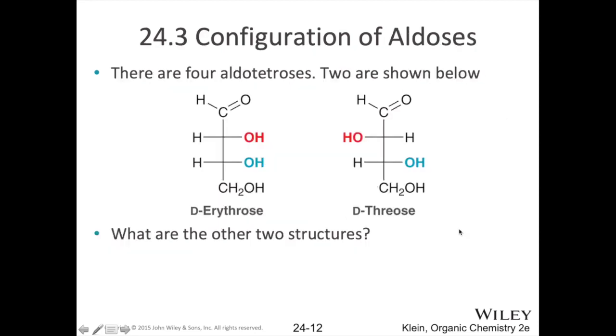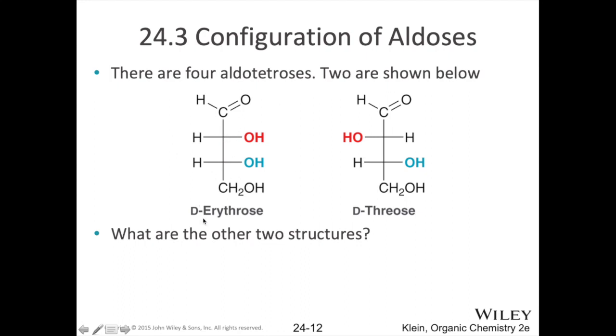Okay, so that tells us that there are 4 aldotetroses. We just went over 2 of them: D-erythrose and D-threose. So what are the other 2? Well, as I pointed out, you've got the enantiomers of these, right? You can have L-erythrose and L-threose, where you just have the mirror image of these.